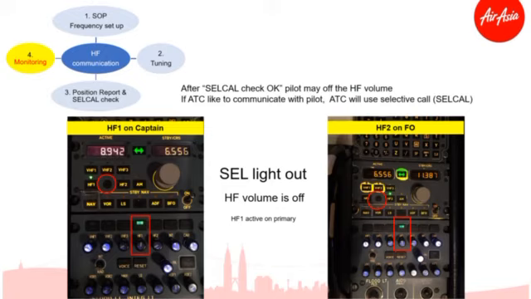After finishing the position report and SELCAL check, as the nature of HF consists of background noise, the HF volume may be set to off. If ATC would like to communicate with the pilot, ATC will use a selective call. The presentation shows the HF setting during the monitoring of HF communication.